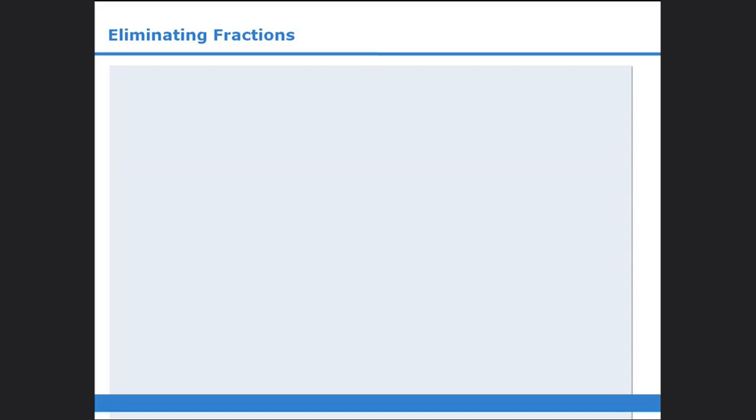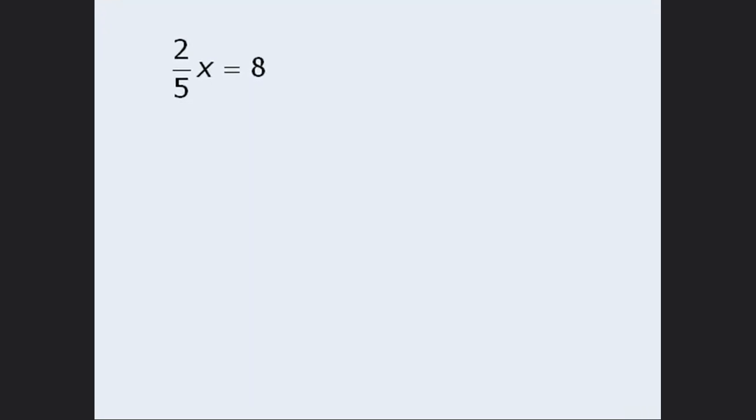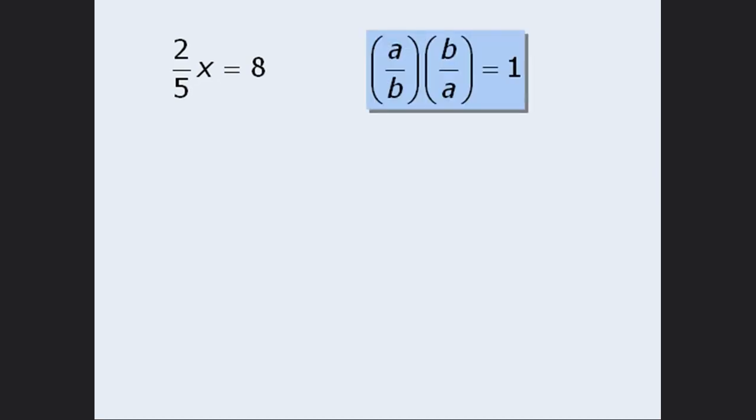In this lesson, we will examine some techniques for solving equations involving fractions. Let's begin with this question. To solve this equation, we will use the fact that when we multiply a fraction by its reciprocal, the product is 1. So if we take our equation here and multiply the left-hand side by 5 over 2, we have 5 over 2 times 2 over 5, which equals 1. So the product here is 1x, or just x.